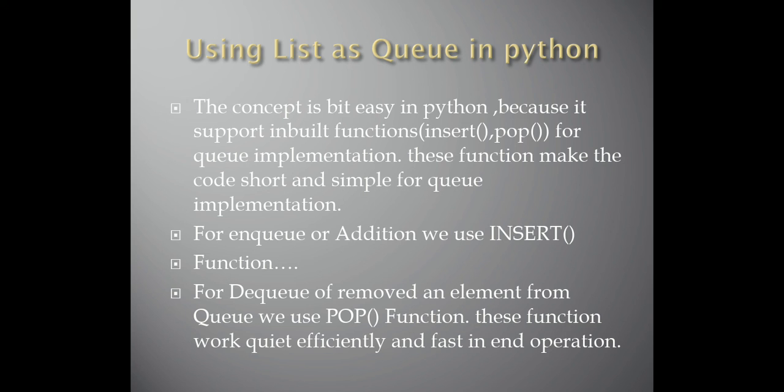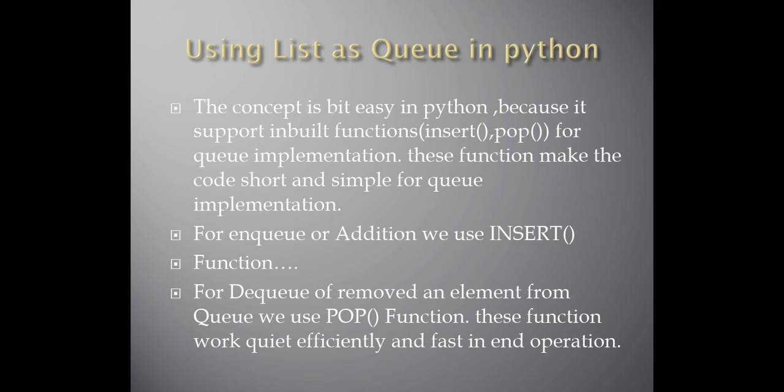Now using a list as a queue, suppose you want to make a queue, you can also do it with the help of a list. There is no keyword queue. There is no keyword named queue. The concept is a bit easy in Python because it supports inbuilt functions insert and pop. In stack we are using append and pop, here we are using insert and pop. Okay, for queue implementation, these functions make the code short and simple.